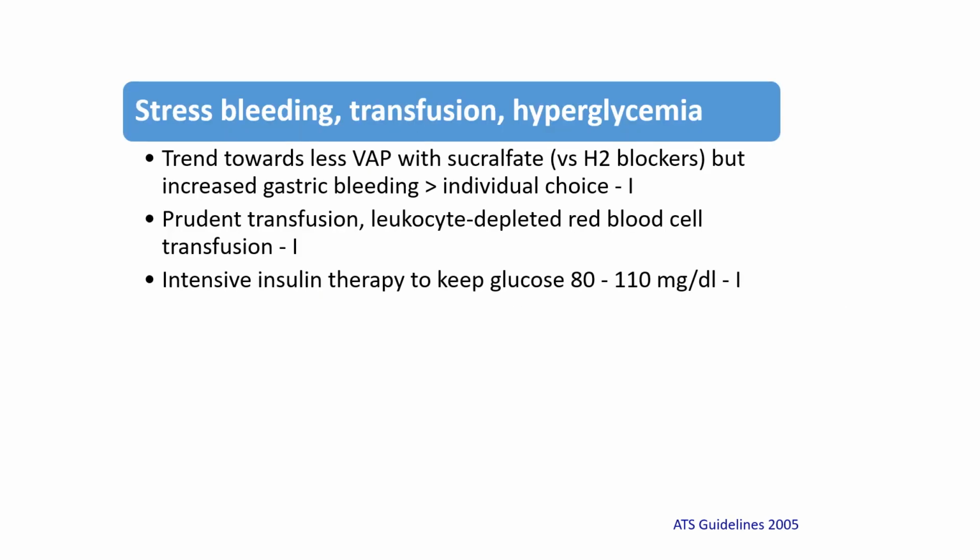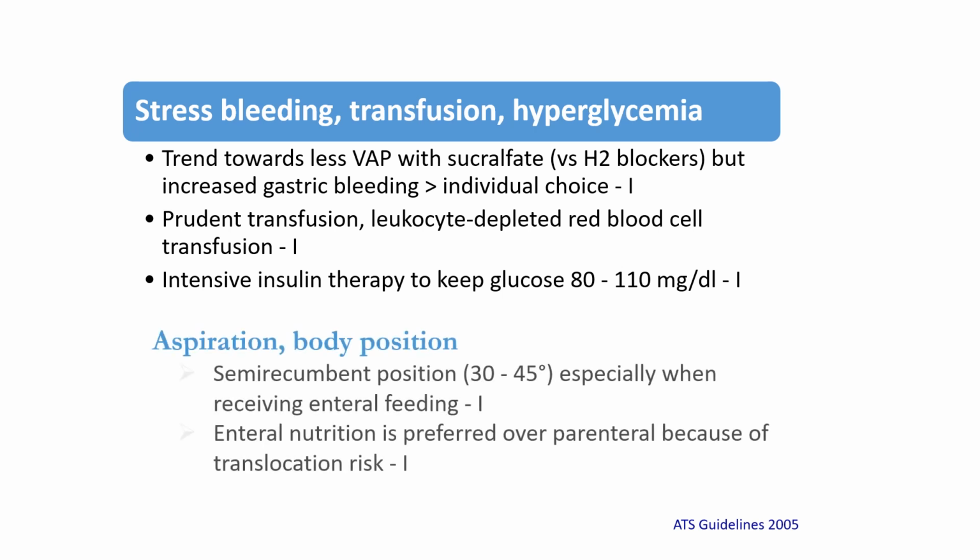For stress bleeding, transfusion and hyperglycemia, there tends to be less VAP with sucralfate versus H2 blockers, but increased gastric bleeding is an issue with sucralfate. With prudent transfusion, leukocyte depleted RBC transfusions should be considered. Intensive insulin therapy to keep the glucose controlled should be considered. Regarding aspiration and body position, a semi-recumbent position at 30 to 45 degrees, especially when receiving enteral feeding, is recommended. Enteral nutrition is preferred over parenteral because of translocation.